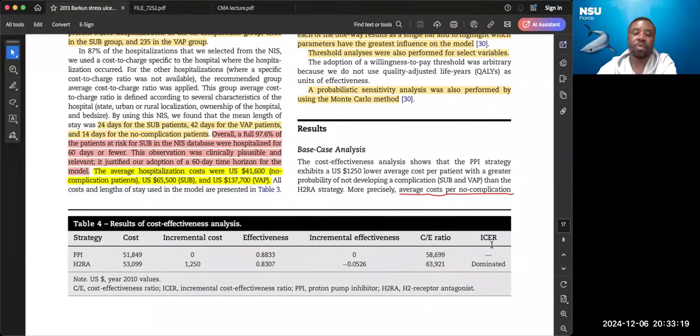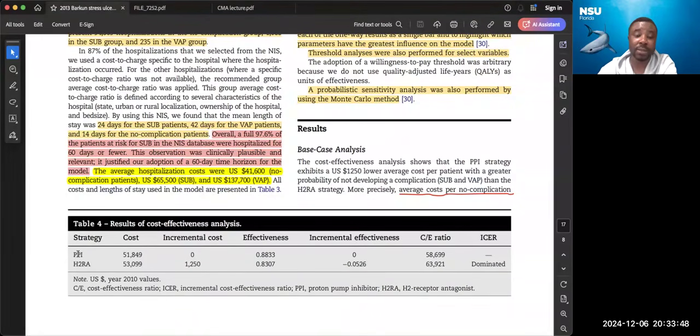So all that this table is telling us is that the H2 array is dominated because you need to pay more to prevent complication. You need to pay less to prevent complication in the PPI group. The effectiveness in the PPI group is more than the effectiveness in the H2 array group, and also the cost is less in the PPI group than the H2 array group. So all that they are saying is that PPI is dominant.